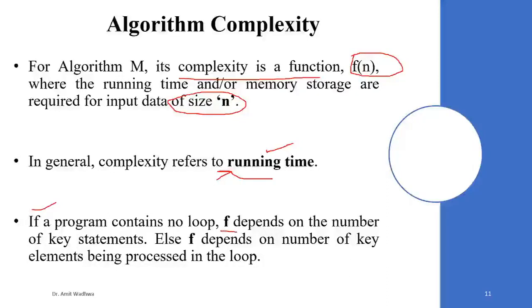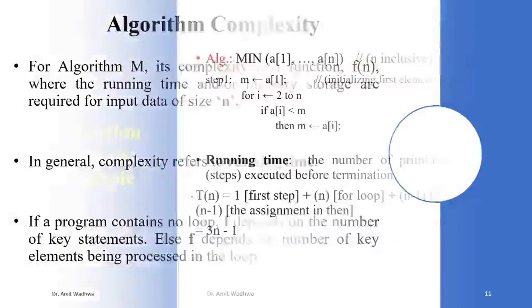So f will depend on the number of key statements if the program doesn't contain a loop, and f will depend on the number of key statements which are processed as part of the loop if it contains a loop. If a program contains a loop as well as normal statements, it can be a measure of both: things which are important in the loop and things which are important in the normal program. So mostly the running time is calculated based on the count of the total number of key statements, whether they are part of the loop or the normal statements.